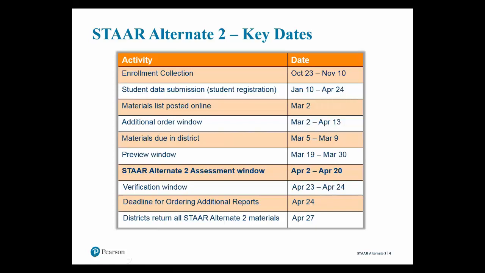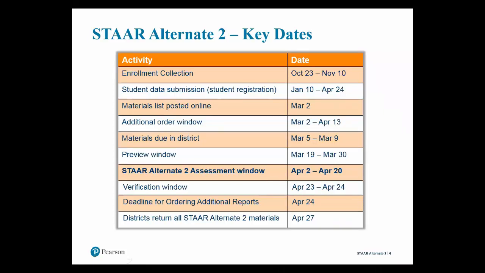And we do recommend that once we have the materials list posted, you have your campus test coordinators review that materials list and also consider the overages that we're going to send out to you, the extra materials that we'll send out to you. And based on the counts from your campus coordinators, we recommend that you, if possible, submit one order for additional materials in the Pearson Access Next site. And again, you'll be able to start placing orders for additional materials come March 2nd up until April 13th.